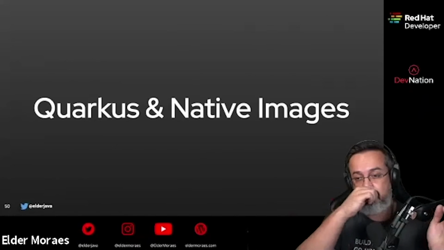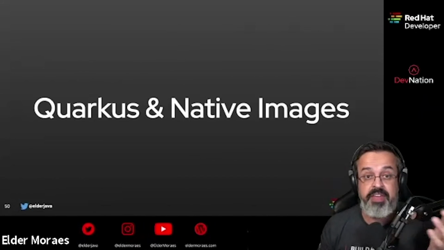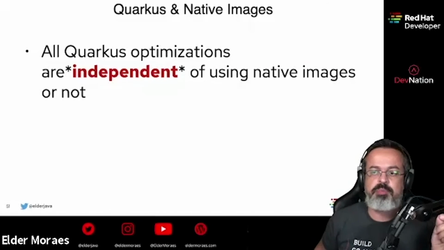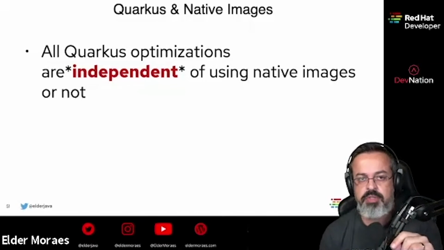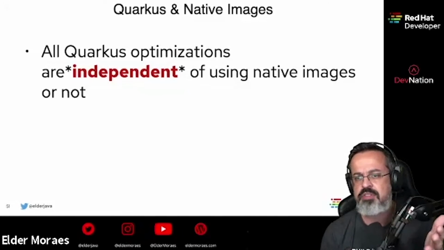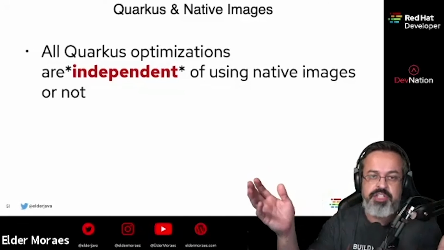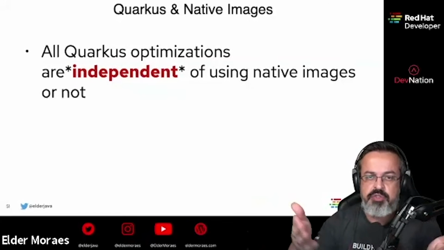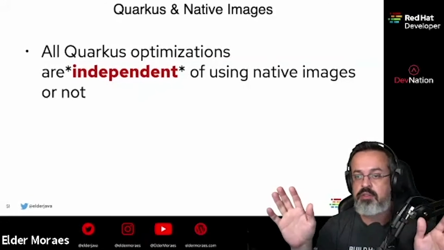Yes, we are not talking about Quarkus today, but I need to make some clarification here related to native image and Quarkus, because all the optimizations made in Quarkus are independent of using native image or not. I heard a lot of times people say Quarkus is fast because of native image, Quarkus is fast because of GraalVM, and that's not the case. You can use Quarkus with whatever JVM you would like to, but if you would like to generate a native image using Quarkus, yes, then you're going to use GraalVM, but that's the only case, okay?